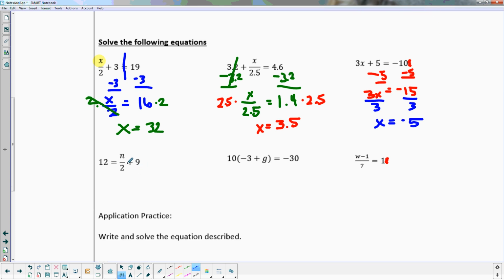For the next 3, again, I want to start as far away from that variable as I can. And this one's a little bit weird because my variable's on the right side. But 12 minus 9 is 3. And over 2. Again, I have a one-step equation now. Multiply by 2 on both sides, and I get 6 equals n.